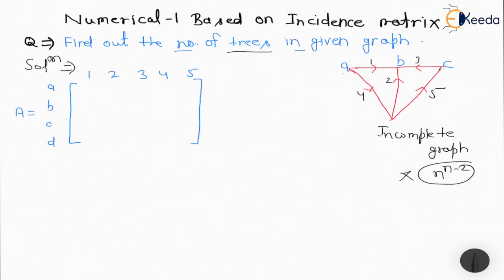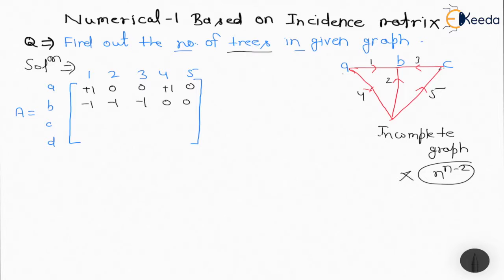At node A, branches 1 and 4 are connected. 1 and 4 both are outgoing, so we will take plus 1 here and plus 1 at 4. The other branches which are not connected will be 0, 0, 0. At node B, branches 1, 2 and 3, all three are incoming, so 1, 2, 3 will be minus 1, minus 1, minus 1, and the rest will be 0, 0.